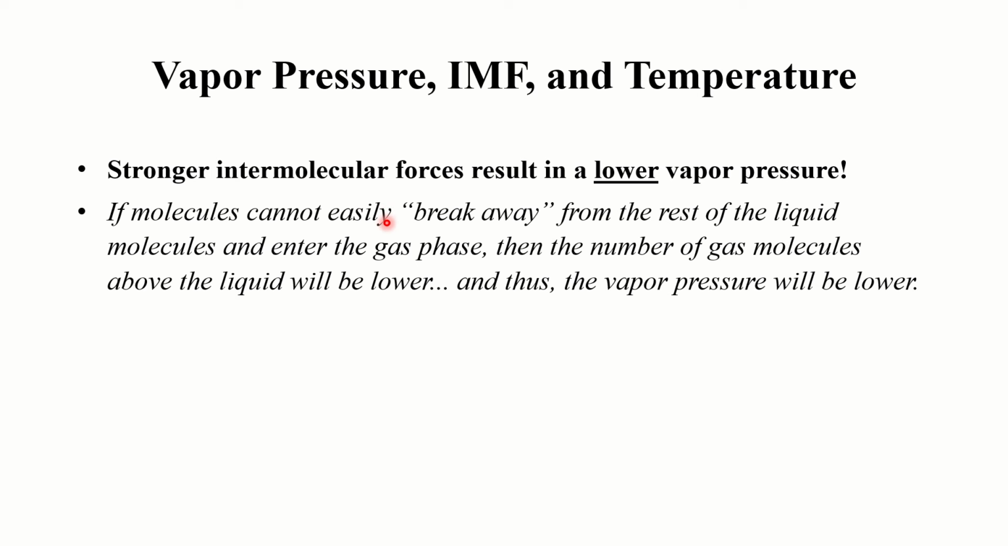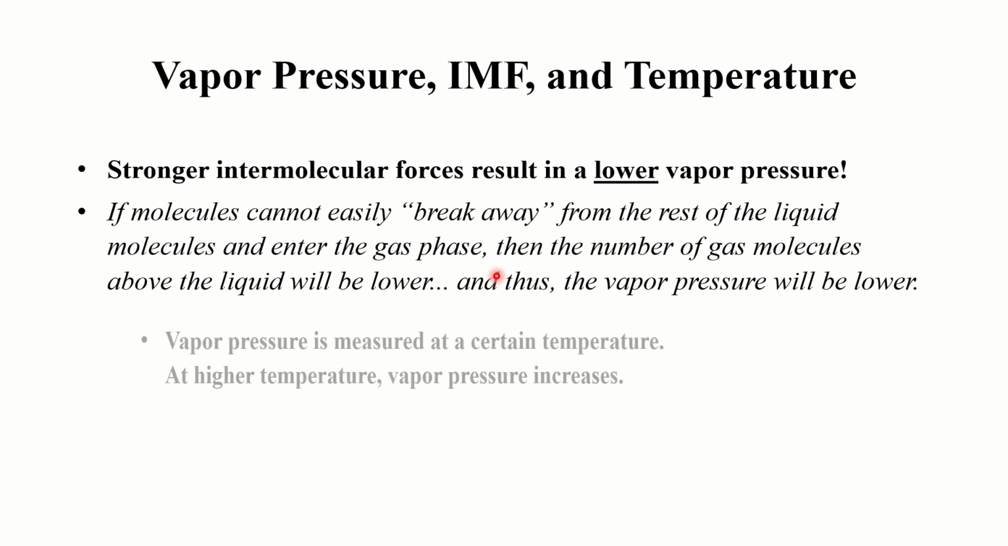If they can't enter the gas phase or the vapor phase, the number of gas molecules above the liquid will be lower, and therefore the vapor pressure will be lower. So again, we have an inverse relationship between IMF strength and vapor pressure. As IMF strength increases, vapor pressure decreases, and vice versa.